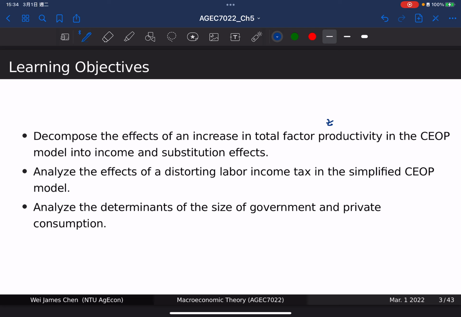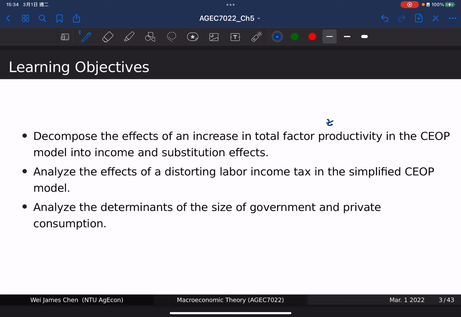Those taxes are so-called distorting taxes. Distorting tax is an idea that you should have learned in undergrad economics class, right? Distorting means that it will make the situation less optimal than it should be. So without the tax, production should be maximized or welfare should be maximized. But with the tax, the welfare is distorted. And then we will also change this model a little bit and use it to analyze and determine the so-called size of the government and private consumption.